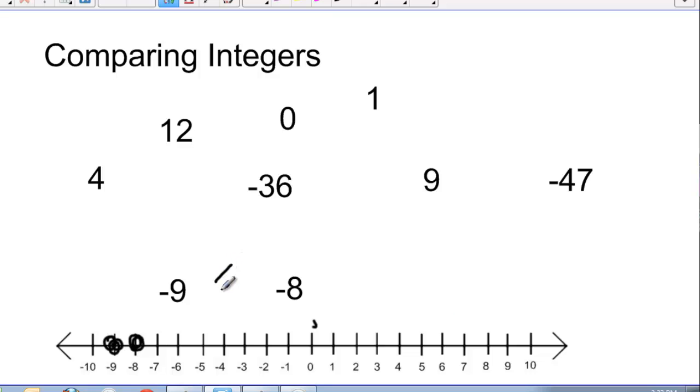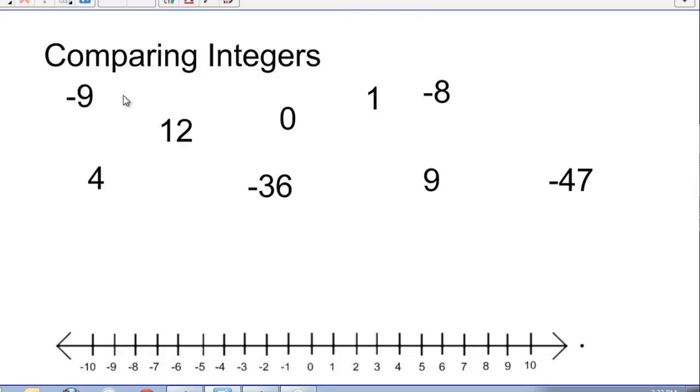So I'm going to go ahead and put in a less than symbol to show that -9 is less than -8. So if you get confused about those symbols, you just read it from left to right. So what am I saying about -9? I'm saying it's less than -8. So that's what that symbol in the middle is, a less than symbol, and it's eating the larger number.